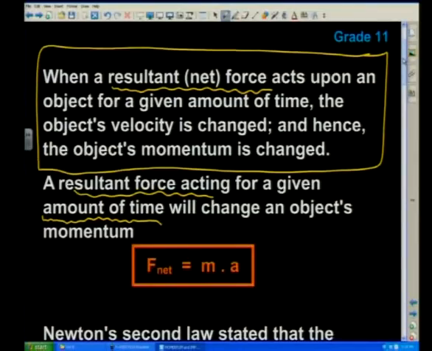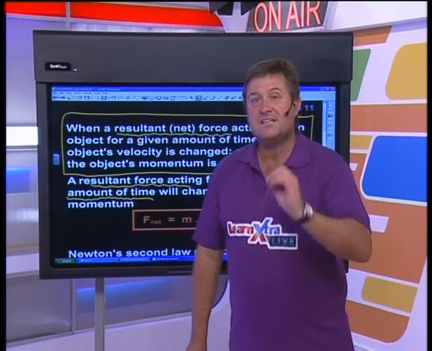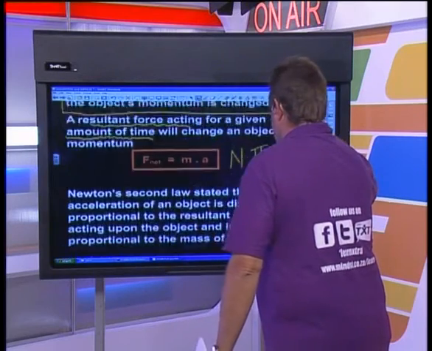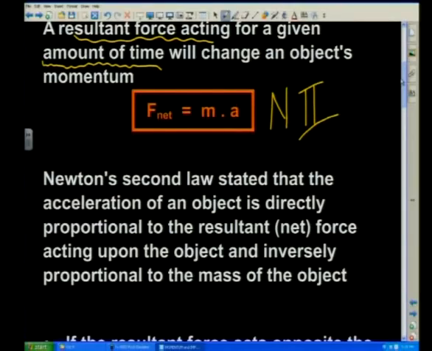So here's a little reminder of Newton's second law. We incorporate this net force: the net force is equal to the mass of the object multiplied by the object's acceleration. Therefore, how do we now incorporate this? Well, Newton's second law stated that the acceleration of an object is directly proportional to the resultant or net force acting upon the object, and inversely proportional to the mass of the object.